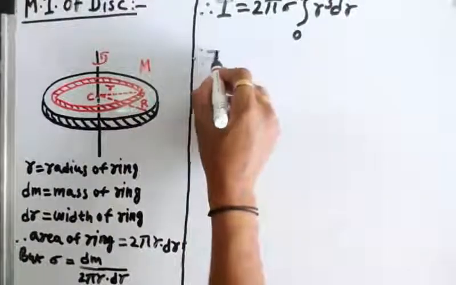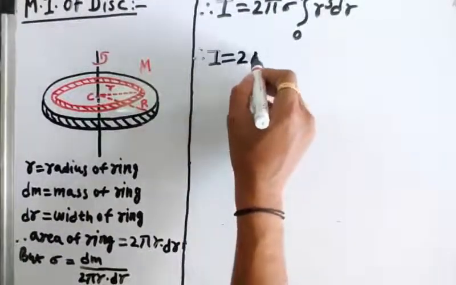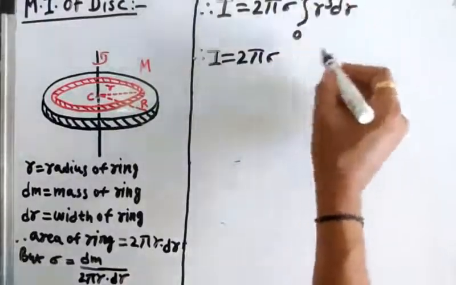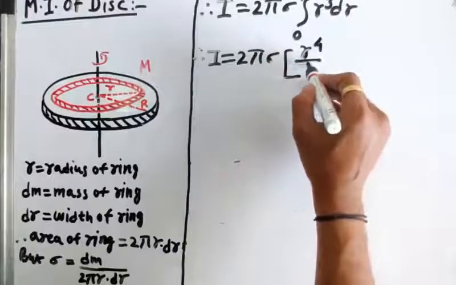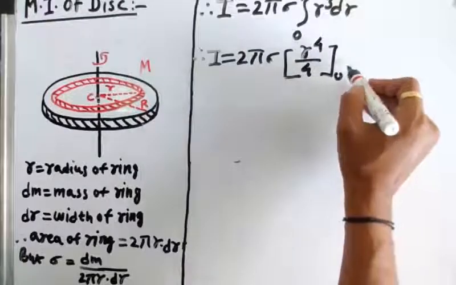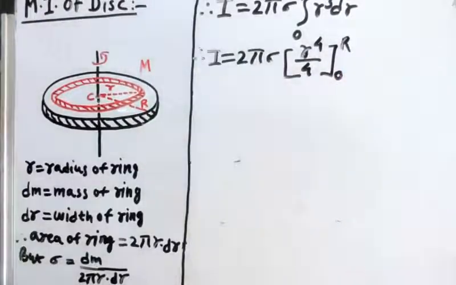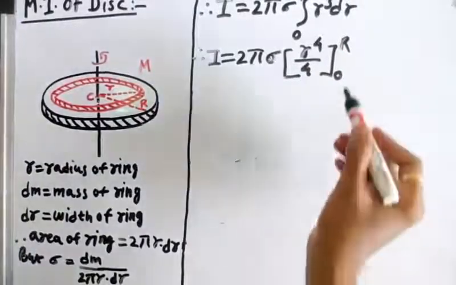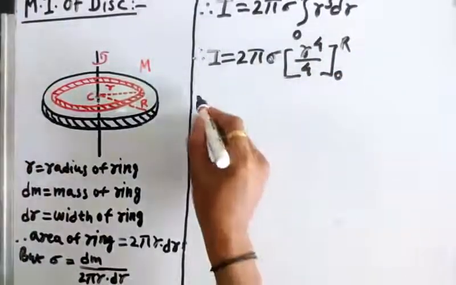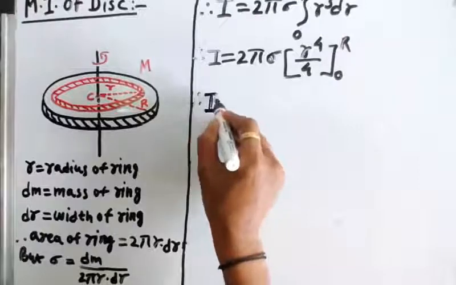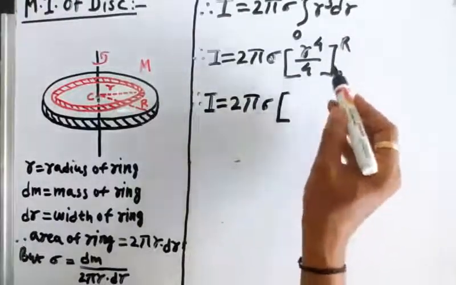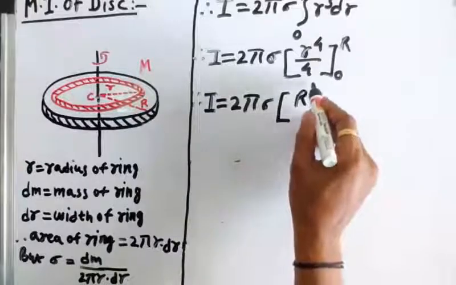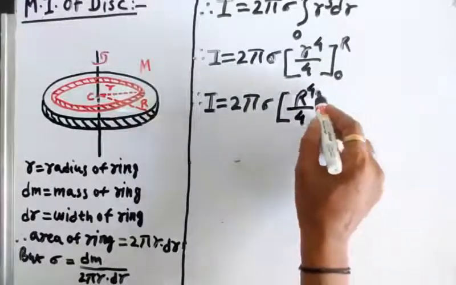Therefore we are going to get I is equal to 2 pi sigma, as it is. After solving this integration, we are going to get r raised to 4 upon 4, lower limit 0, upper limit R. Now by solving this, upper limit minus lower limit, therefore we are going to get I is equal to 2 pi sigma into bracket capital R raised to 4 upon 4.